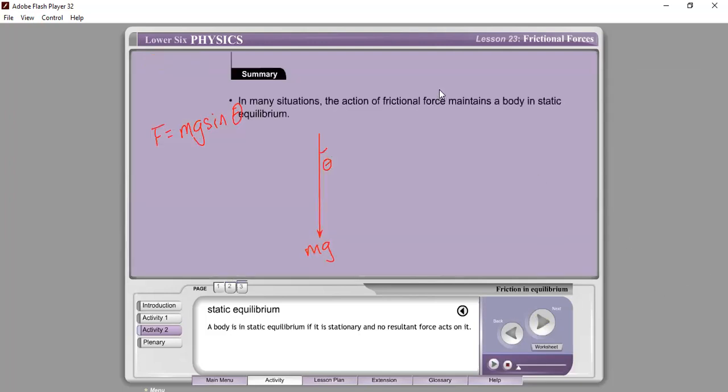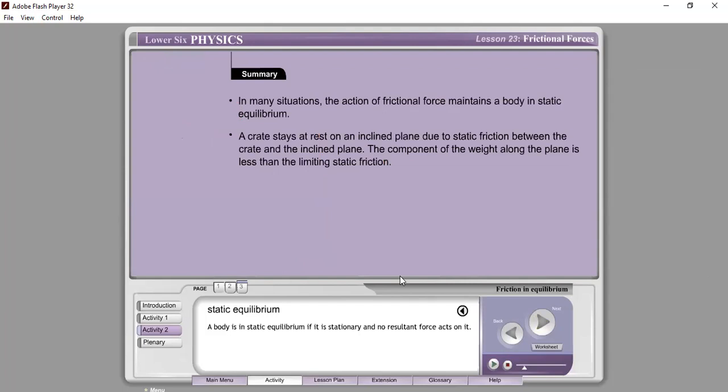Summary. In many situations, the action of frictional force maintains a body in static equilibrium. A brake stays at rest on an inclined plane due to static friction between the brake and the inclined plane. The component of the weight along the plane is less than the limiting static friction.